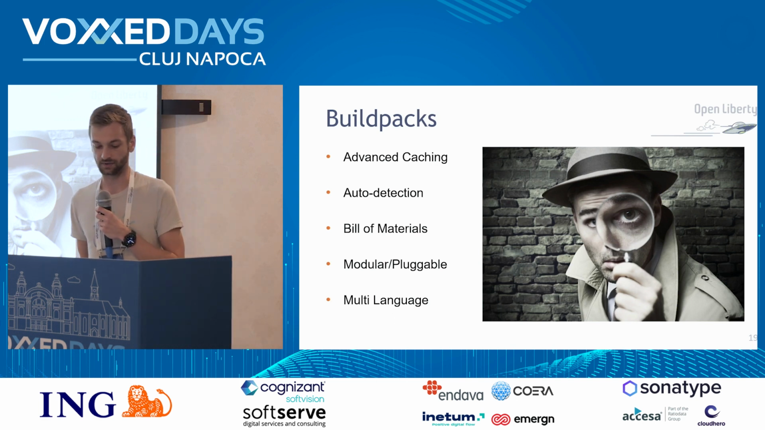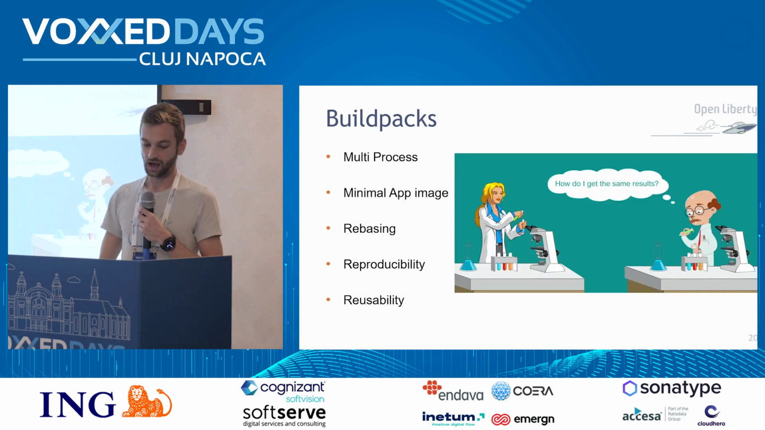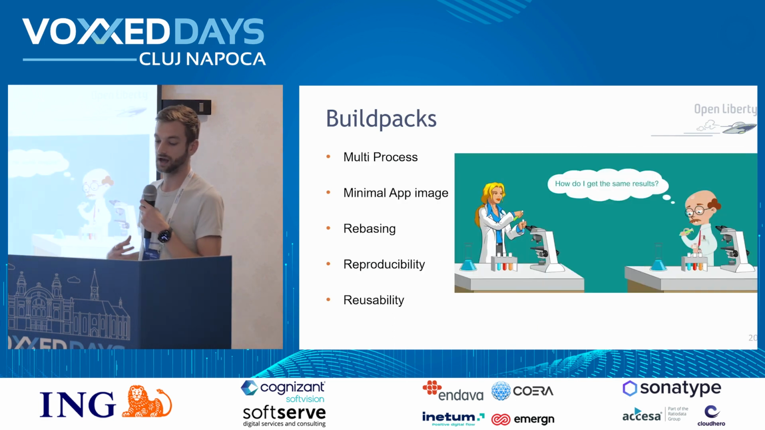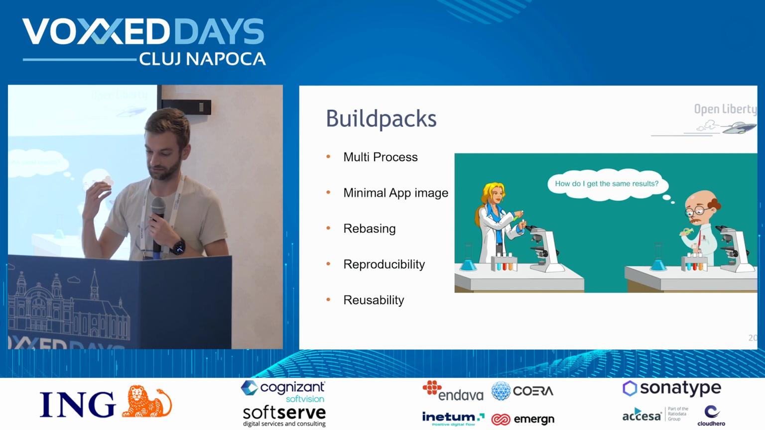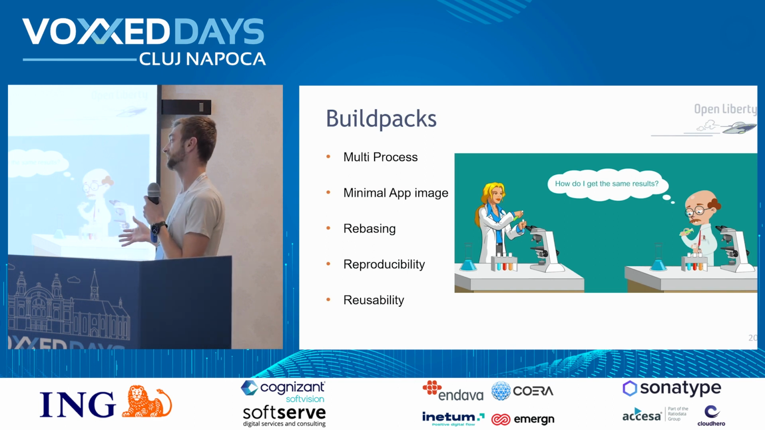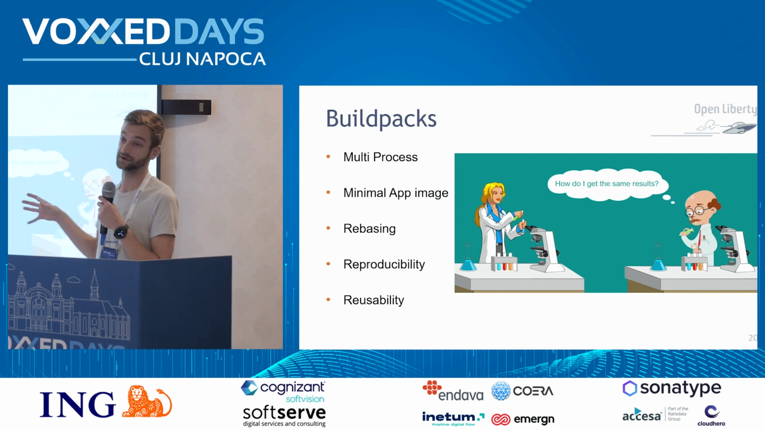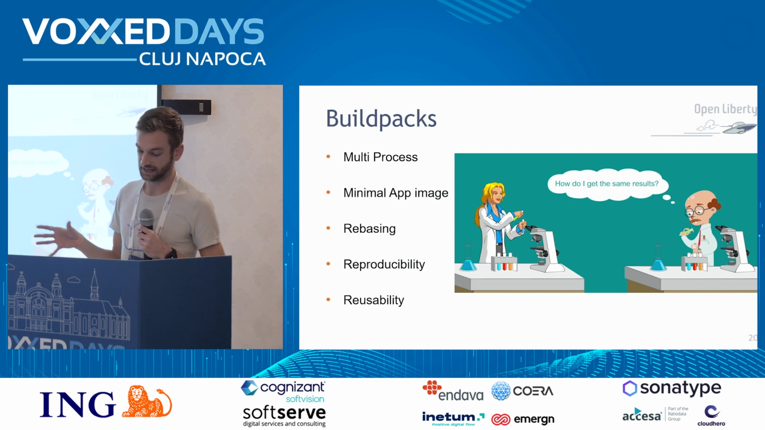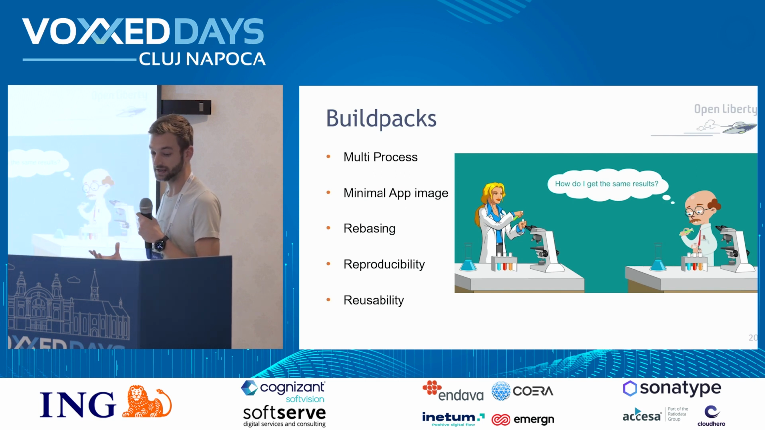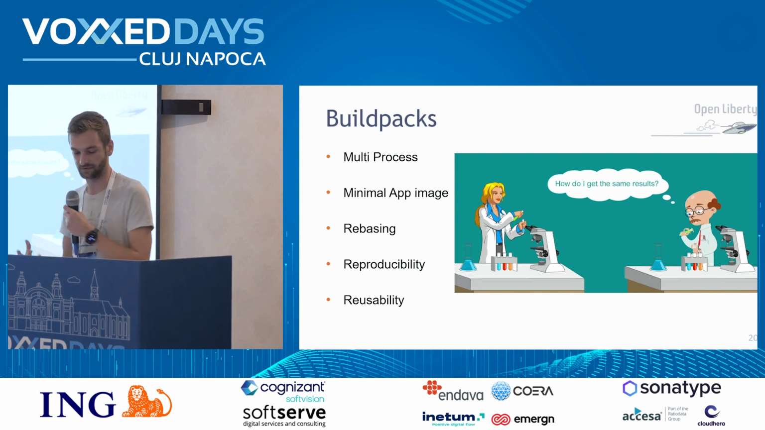And it's got multiple language support, so it supports all the main languages, which is really good. It's also multi-process, so images can have loads of different entry points. It's got a minimal app image, so when I create the app later, it'll be something like 70 megabytes, as opposed to if I didn't use this technology, it'd be more like 300 megabytes. It allows you to rebase images without rebuilding. It allows you to reproduce the same builds over and over again without sharing configuration and things like that.